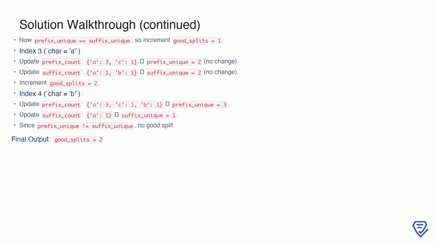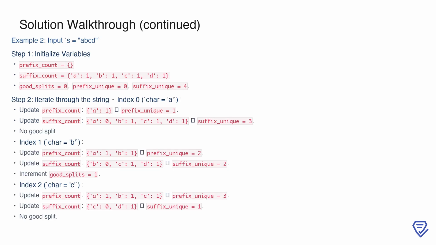At index 4, the character is b. Adding this to prefix_count, we get a:3, c:1, b:1, and prefix_unique increases to 3 because b is a new unique character. In suffix_count, b decreases to 0, so it's removed, leaving only a:1 and reducing suffix_unique to 1. Here, prefix_unique no longer equals suffix_unique, so no good split occurs. After iterating through the entire string, the final count of good splits is 2.